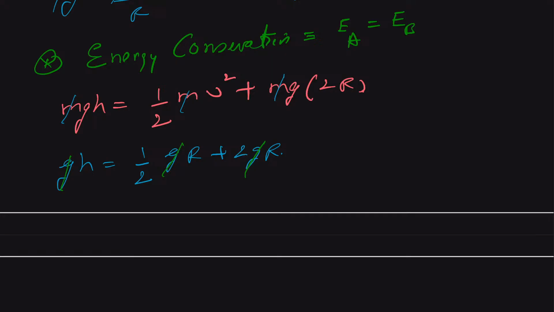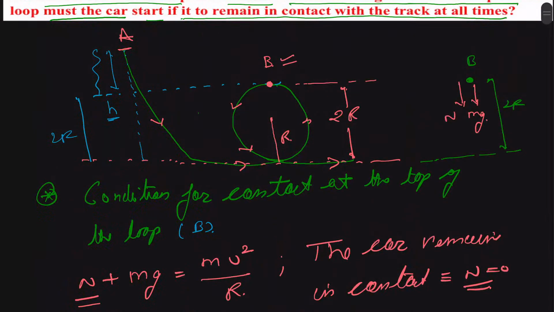Therefore we get that our h will be equal to 5.2 times r, and this height h is the total height h, and we are asked what will be the height above the top of the loop. It means we are interested in this side. Let us call this b prime. So we are interested only in ab prime.